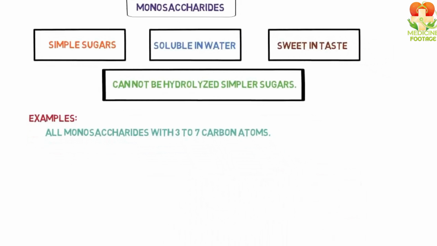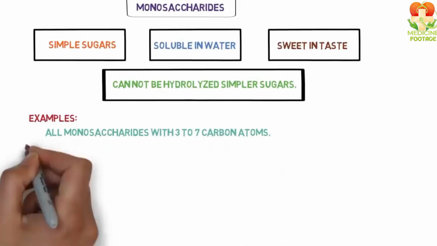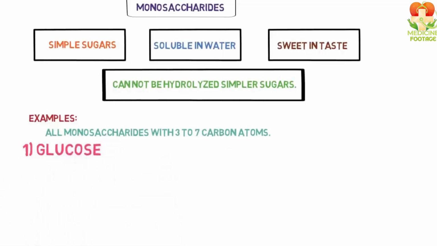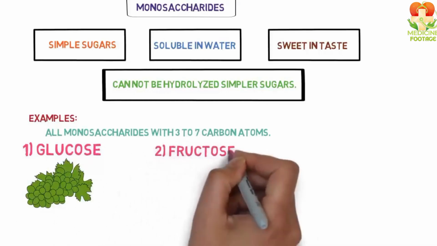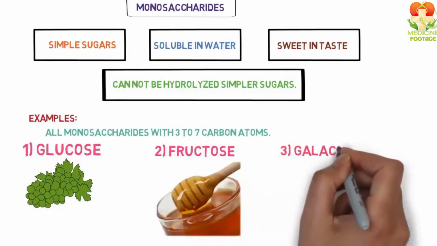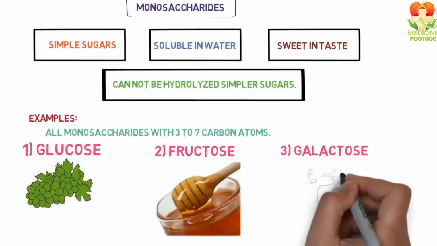I've mentioned this earlier. These molecules contain 3 to 7 carbon atoms. If there are 3 carbon atoms, it's called triose. If there are 4, it's tetrose. If there are 6, it's hexose. In the hexose group, we have glucose, which is a sugar found in grapes. Another one is fructose, a monosaccharide found in honey. The third one is galactose, which is found in milk.